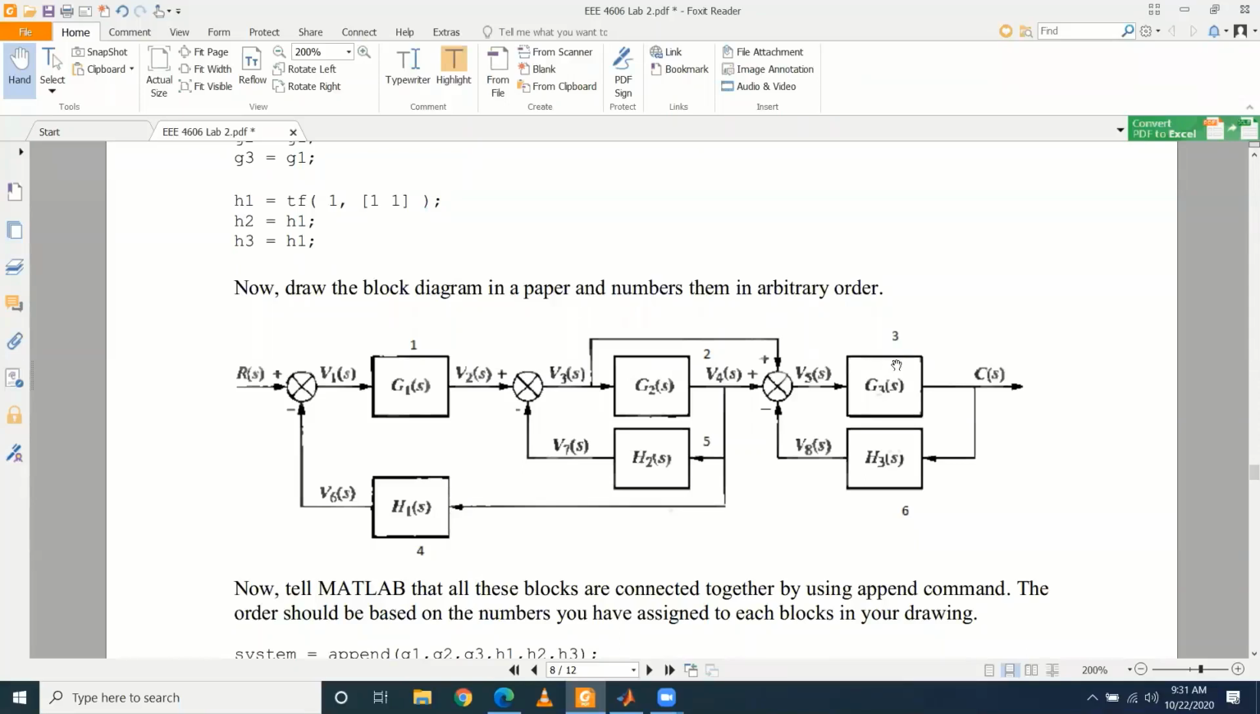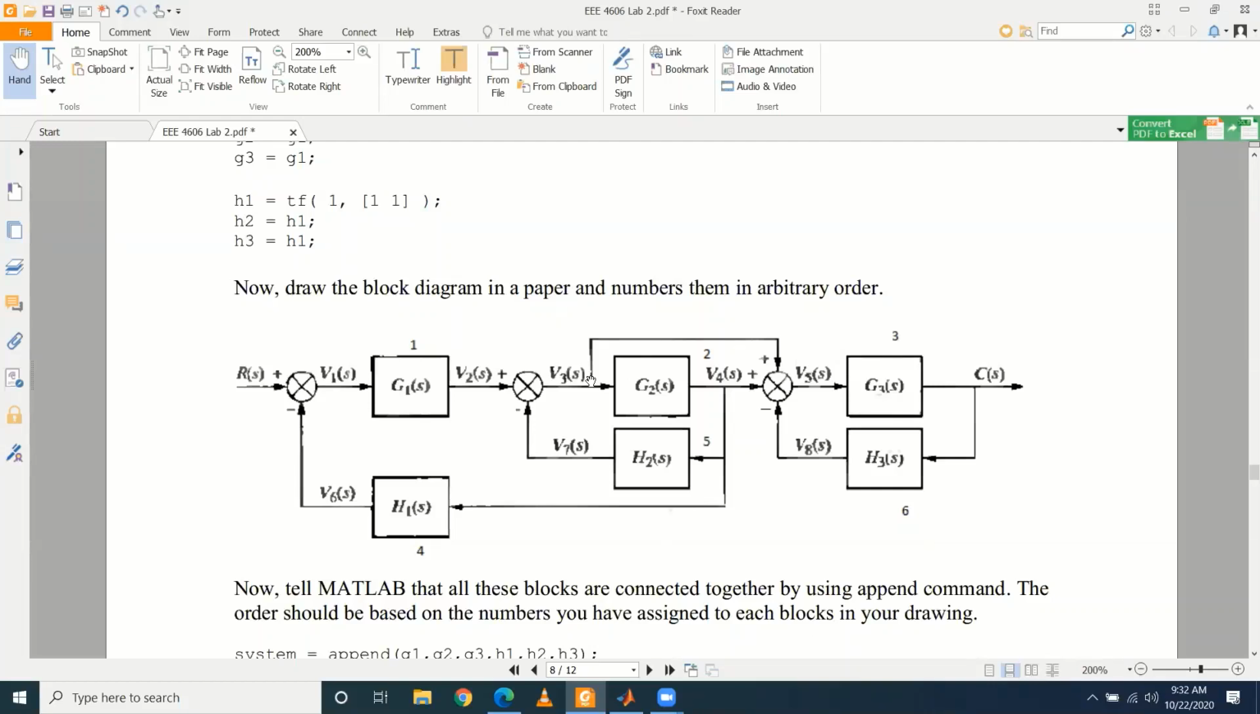V8, V4, and V3. V8 is coming from block 6 and it's getting subtracted, so that's -6. For V4, it's coming from block 2, so that's +2. What about V3, the top signal? It's coming from G1 and H2, so block 1 and 5.